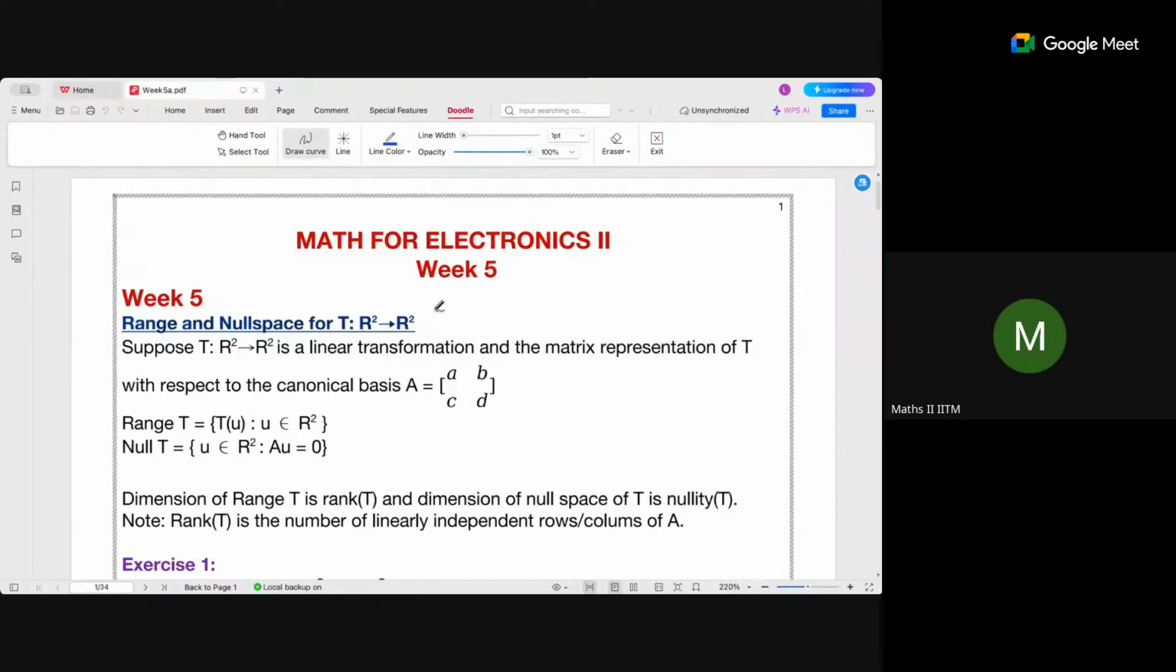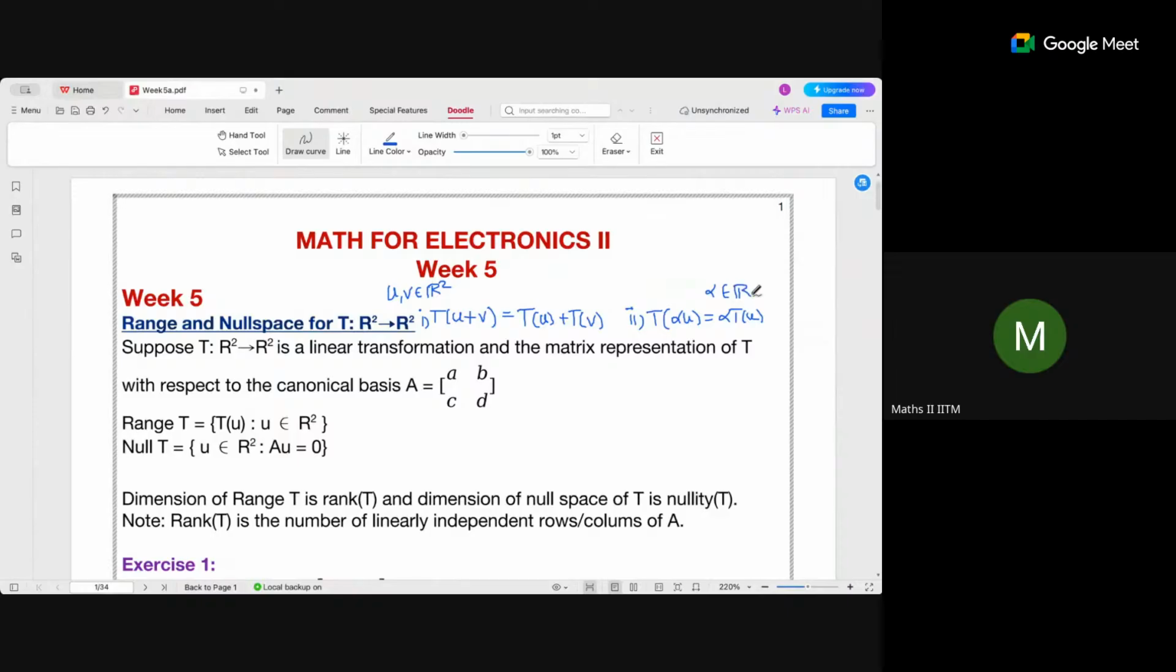So what you mean by addition and scaling is that suppose you have a transformation T from R2 to R2 and you have two vectors, let us say U and V in R2, then you have T of U plus V is equal to T of U plus T of V separately. So this is the first condition, and the second condition is that T of alpha U is equal to alpha T of U. So this is for alpha in R.